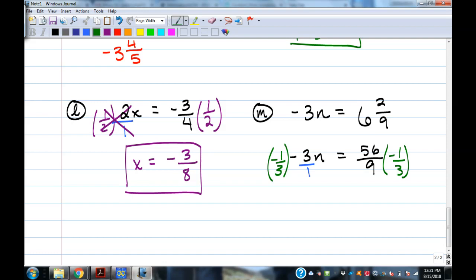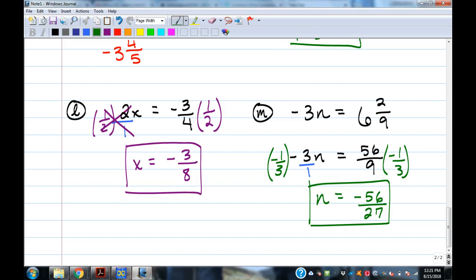And it would be wonderful if that would cross cancel, but it won't, because 3 doesn't go into 56. So we just multiply straight across. What's 56 times negative 1? Negative 56. What's 9 times 3? 27. Ta-da. Improper fraction. Because it wouldn't cross cancel, that means it won't reduce here.